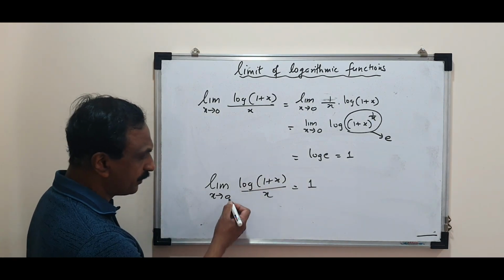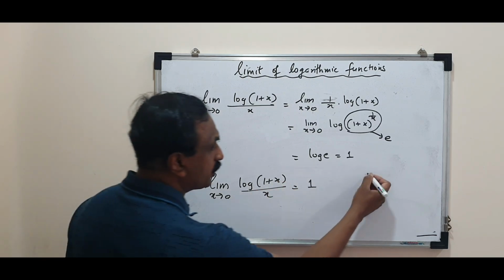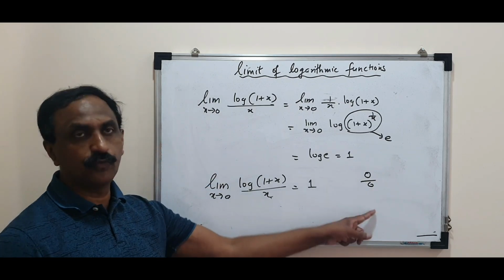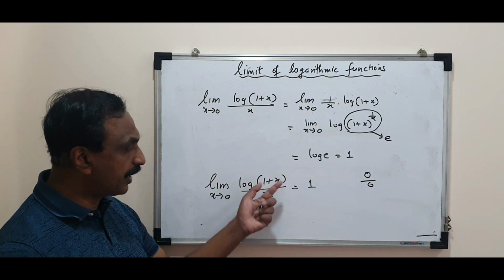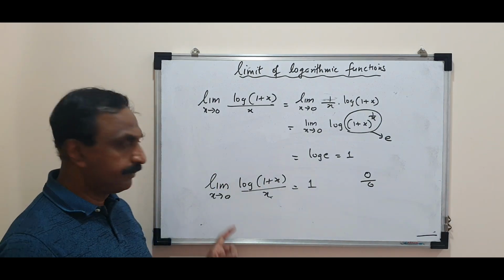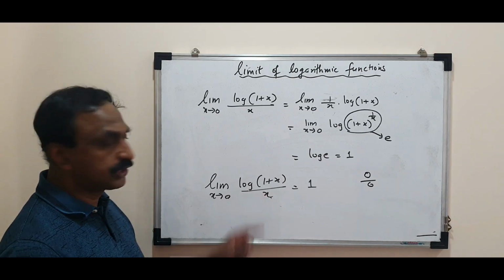So what is the form of this? When x tends to 0, this becomes log 1. Log 1 is 0. When you replace x here, it is 0. So it is 0 by 0 form. So if a logarithmic function is present, and it is 0 by 0, then you have to apply this formula. You can also do this by the derivative method. You will get the same answer. So this is to be remembered.